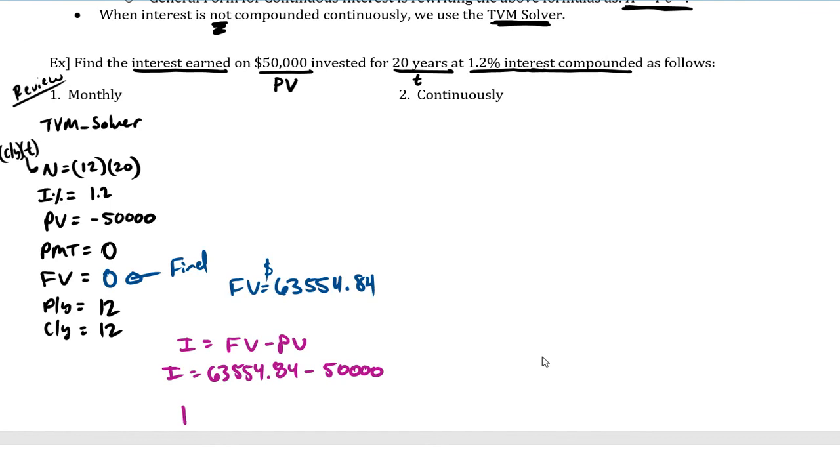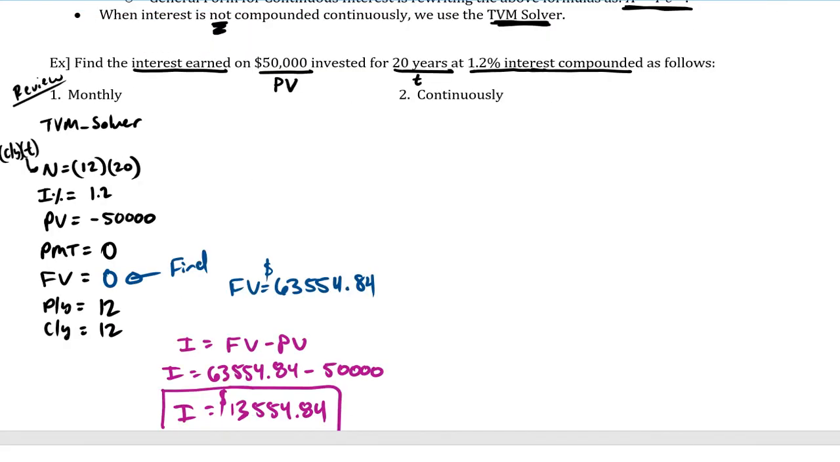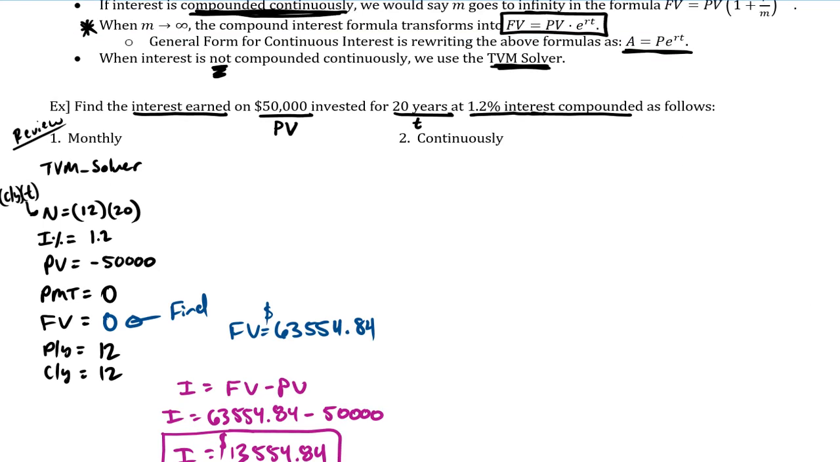Actually, I could do this without a calculator. Or at least I think I can, $13,554.84. Okay, so that's the interest that was earned over that 20 years at this interest rate. Now, number 2 is continuously. So this, I hope, was a nice review. Number 2, continuously, means you just use this equation instead.